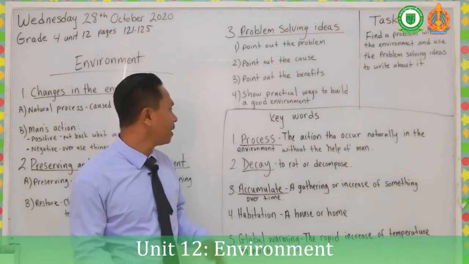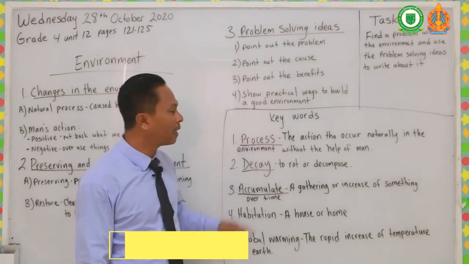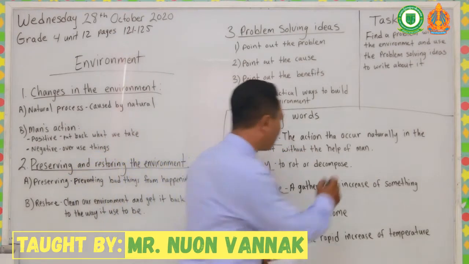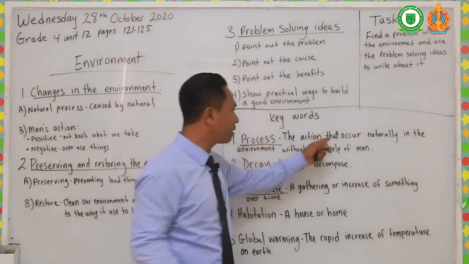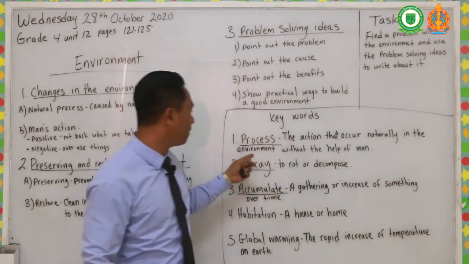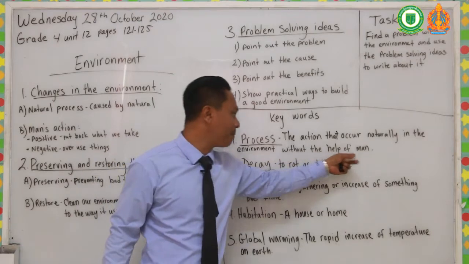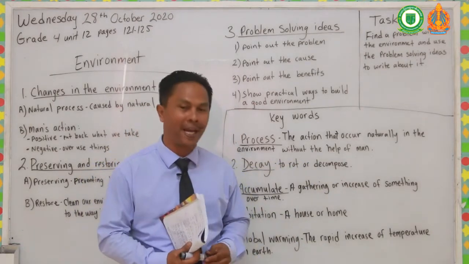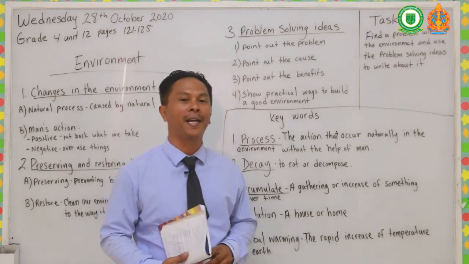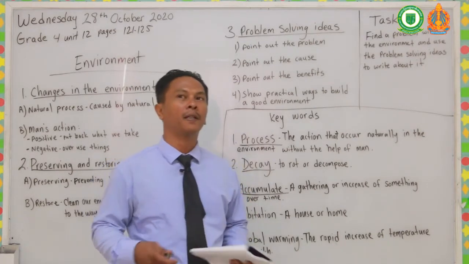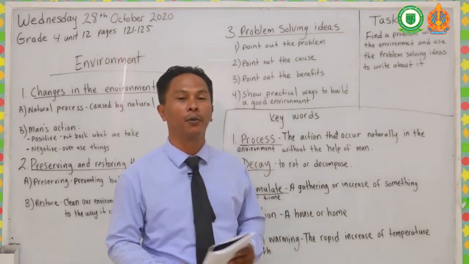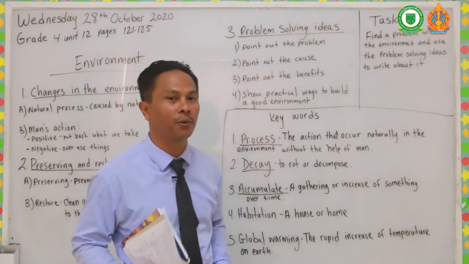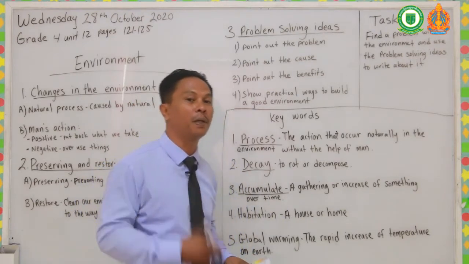So number 1, the word process, okay? Process, the action that occurs naturally in the environment without the help of man. So process means something happening that man is not involved in. Man has no part in doing it. Say, for example, a volcano, when it erupts, there's a process going on, and it has to do with nature where it doesn't involve us people.